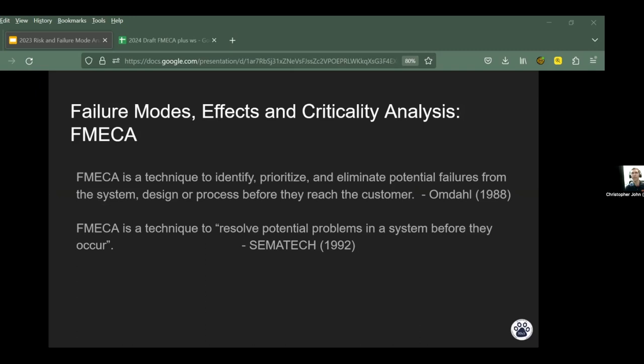I think that the big takeaway here is that Omdahl was thinking about FMECA before I even graduated high school. The second takeaway is that FMECA is a proven process to stop potential problems from happening.